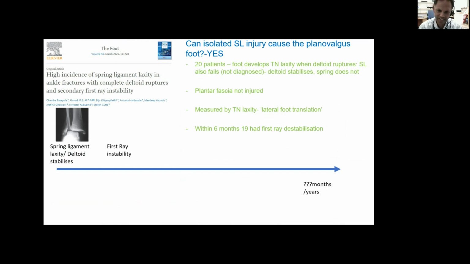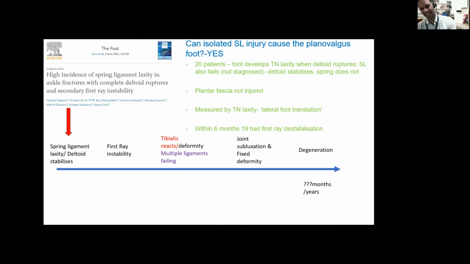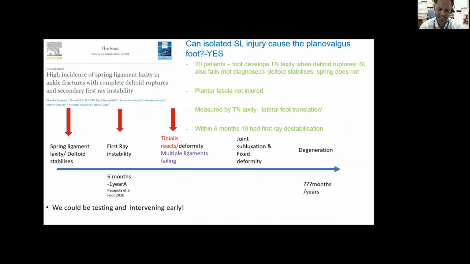And what we found was that the first ray destabilizes in patients who have been loading it for greater than 6 months, and patients that hadn't been loading it for greater than 6 months still had a stable first ray. And 75% of patients had a reactive tib post. So the spring ligament is crucial in protecting that first ray. So if we know when the spring ligament fails, could we be testing for it early? And the answer is yes.